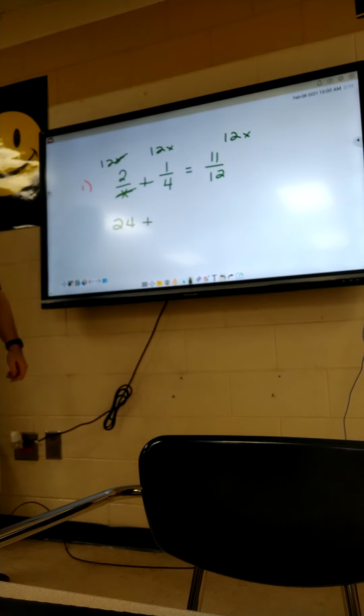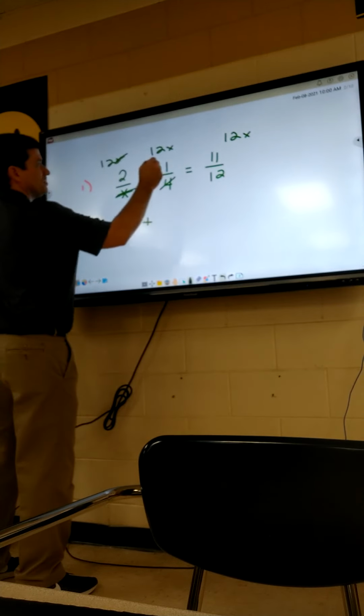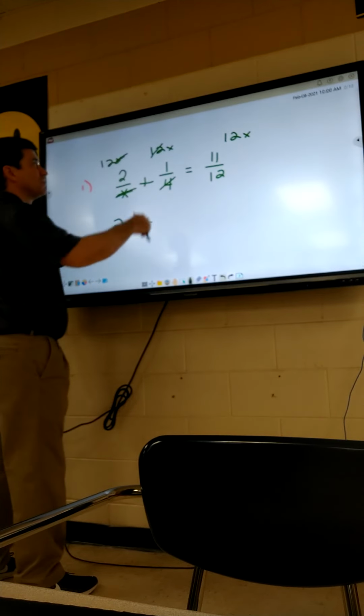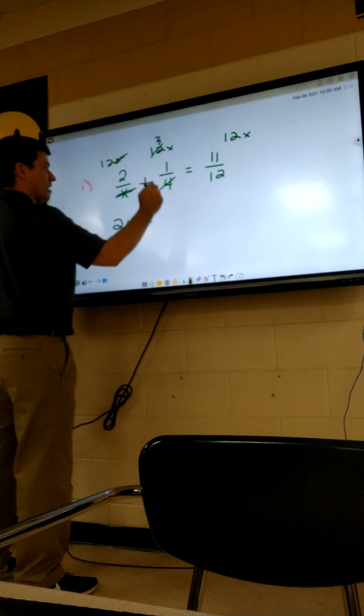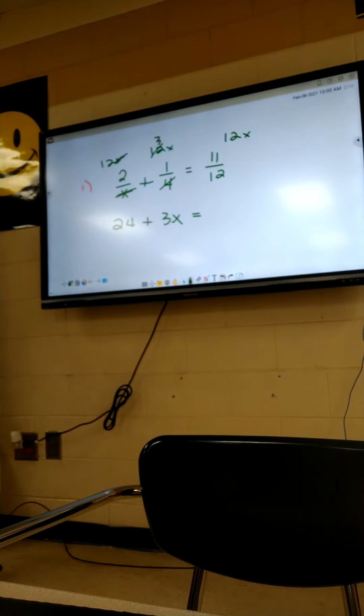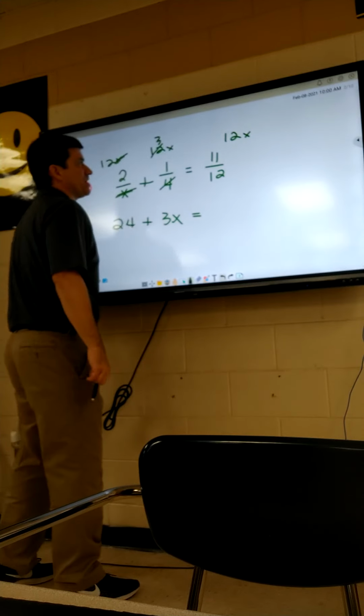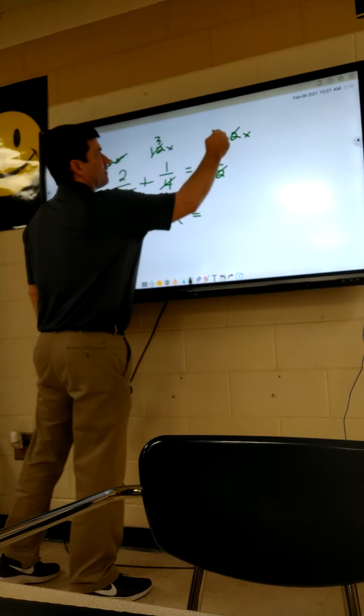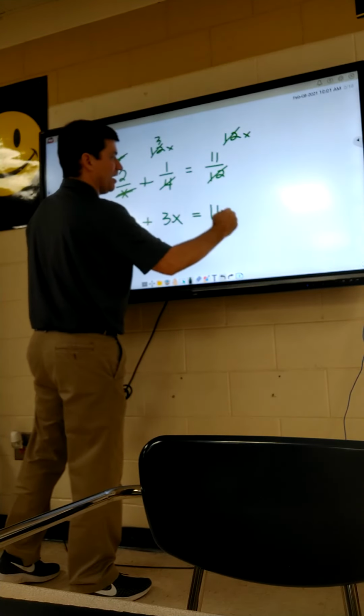So. Second fraction, Ellis. 4 goes into 12 how many times? 3. So I got 3x times 1. That's just 3x. All right, last fraction, what cancels out? 11 times x is 11x.